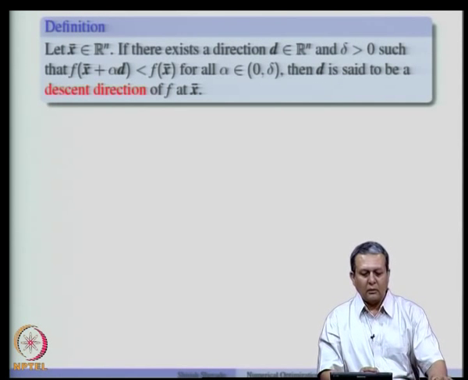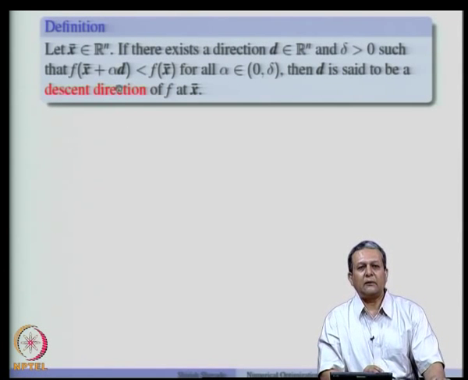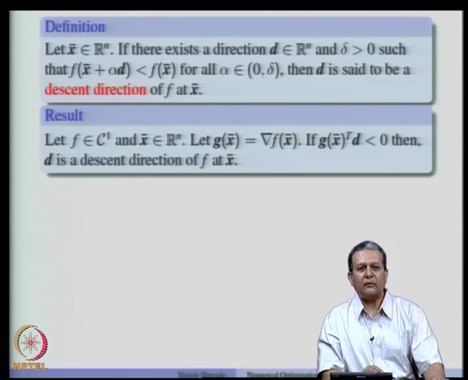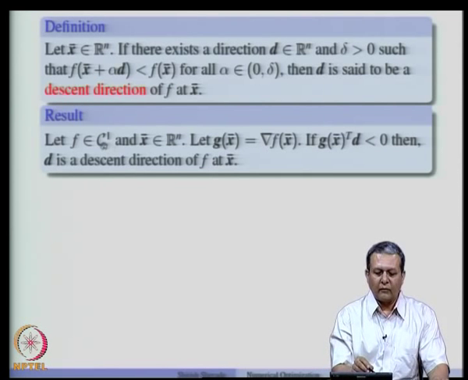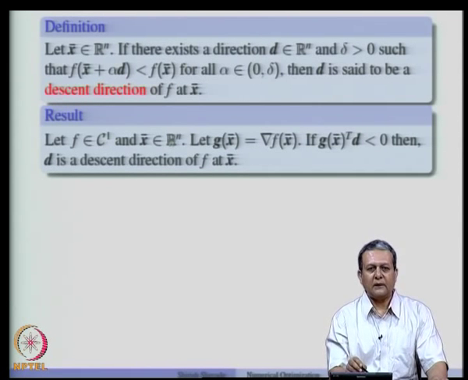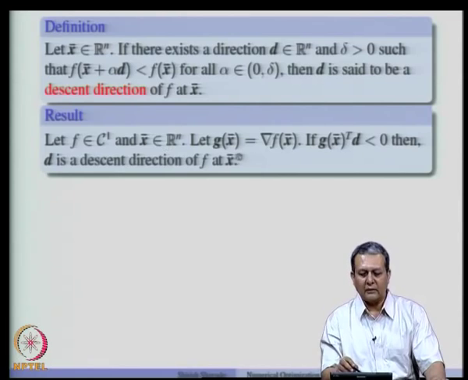Now, how do we check whether the given direction d is a descent direction? So, can we algebraically verify this? For that purpose, the differentiability of the function is very important. So, let us assume that the function is continuously differentiable. Let us take a point x bar in Rn and let us denote the gradient of the function at x bar as g of x bar.